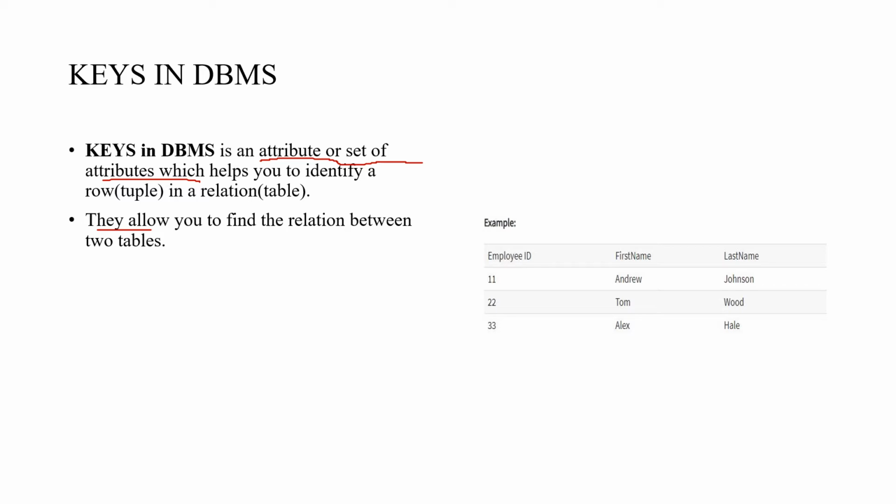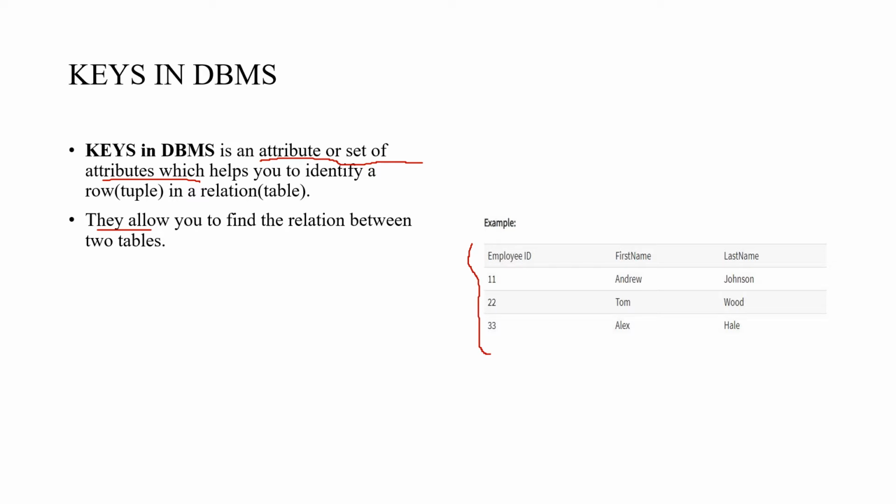Consider an example. Here this is an employee table, the employee database. It contains employee ID, first name, last name. Then which is used as a key? Here employee ID is a key because it has a unique value.